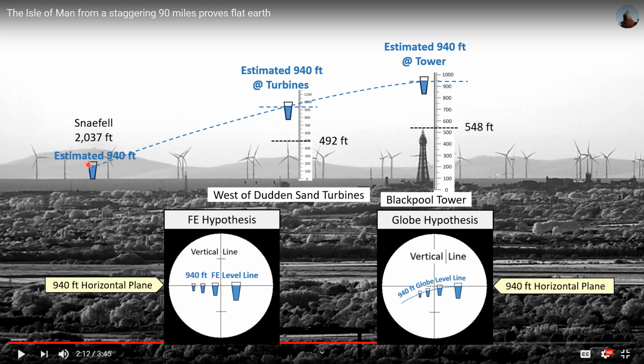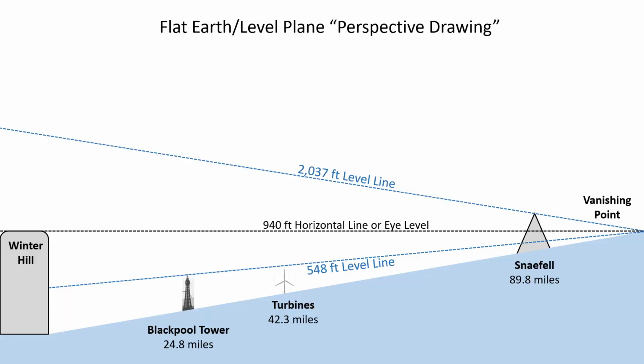Now at Snaefell, 940 feet is actually below the horizon, but in any case, it is quite obvious that this matches the globe definition of a level line that curves downward with distance. And of course, when Bev and his companion saw this, they were coming up with all sorts of excuses. And what would a flat earth debate be without perspective being used as an excuse, which shows that they don't even know how their perspective drawing works.